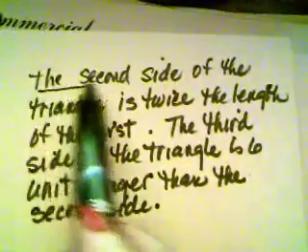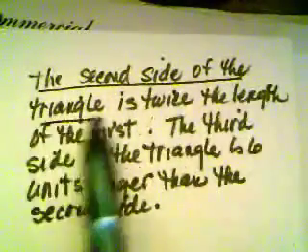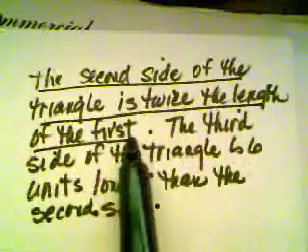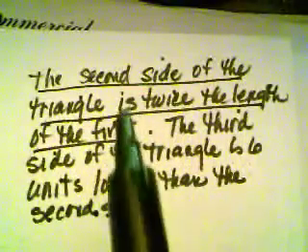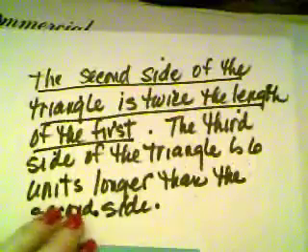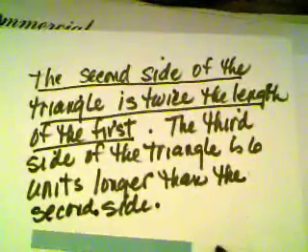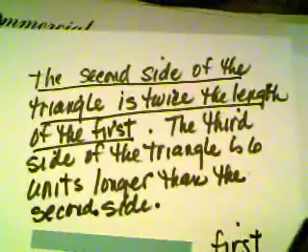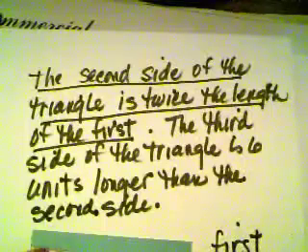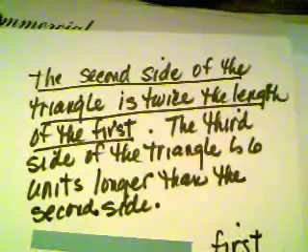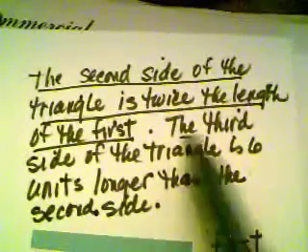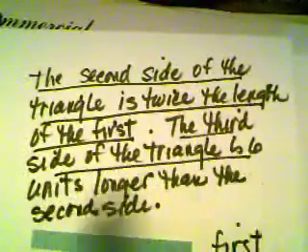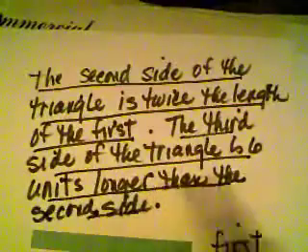So if we say the second side of the triangle is twice the length of the first, if I let this be the length of the first, then the second side would be twice that. Then the third side of the triangle is 6 units longer than the second.